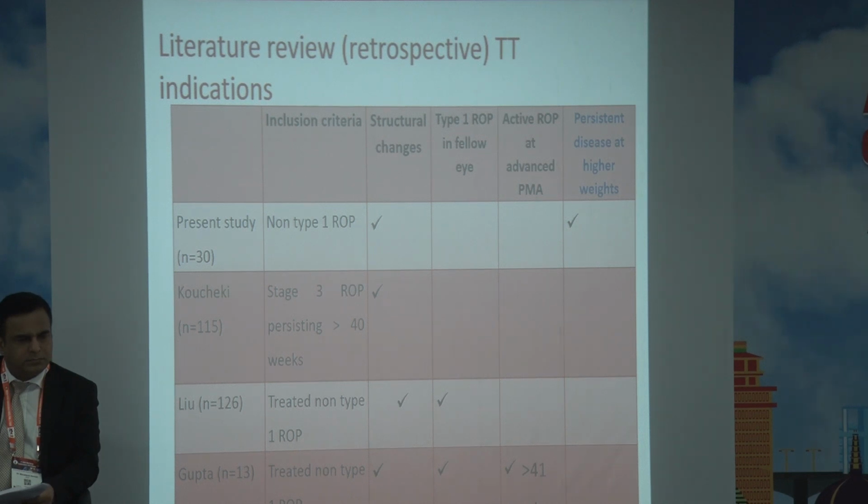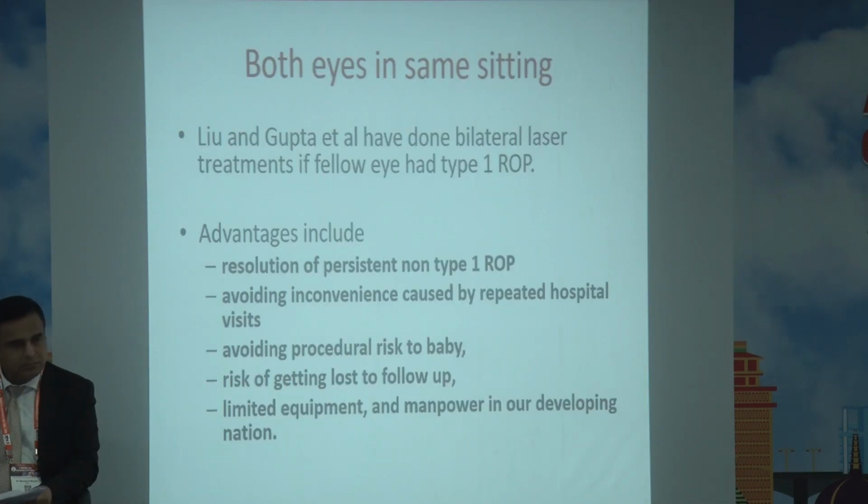As compared to our study, the exclusive indication was persistent disease at higher weights. This probably we saw because in Indian babies, bigger babies are also developing ROP. So both eyes are done in the same sitting. Often, this is again an indication for treatment.